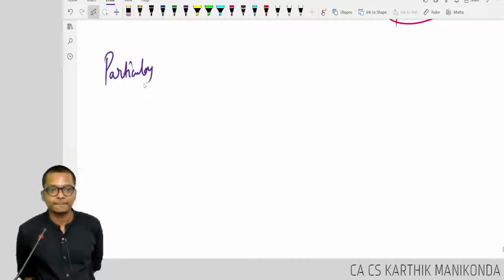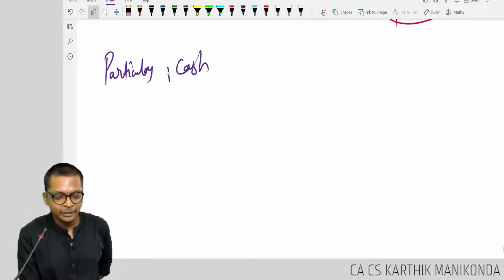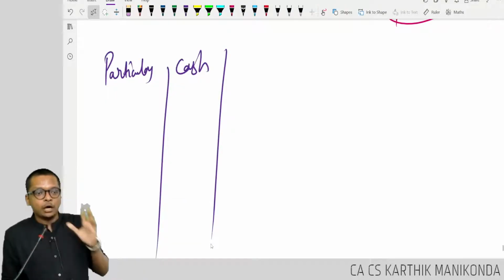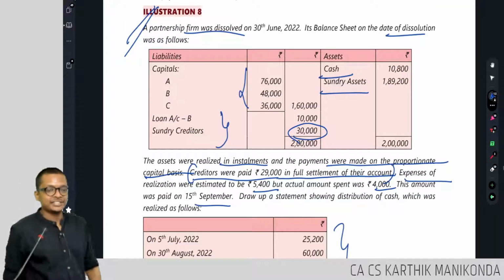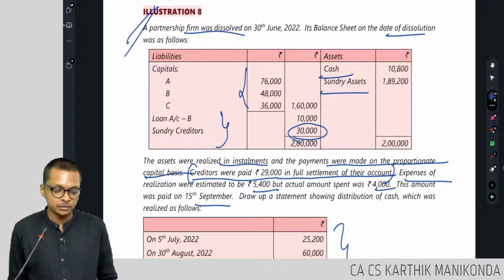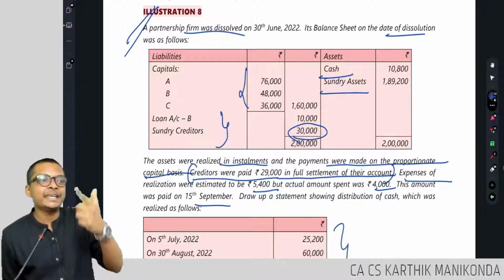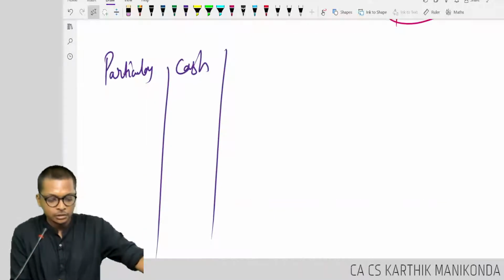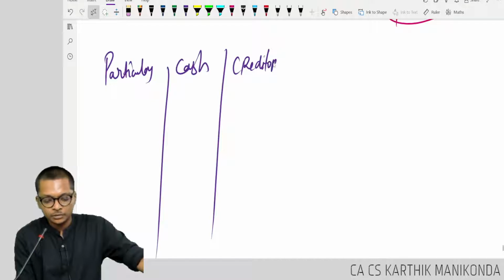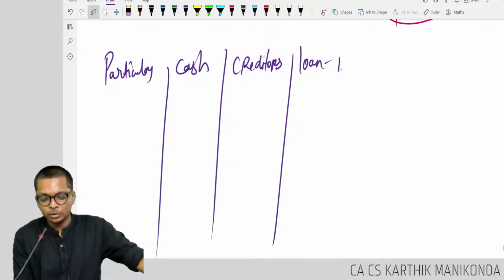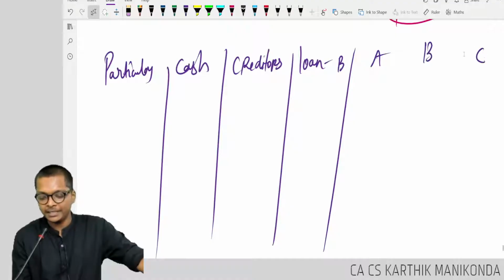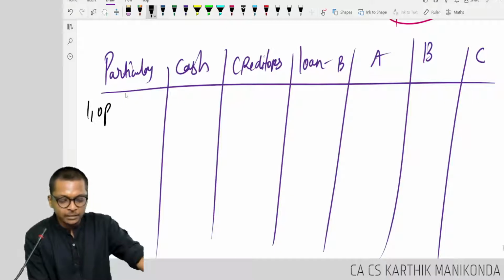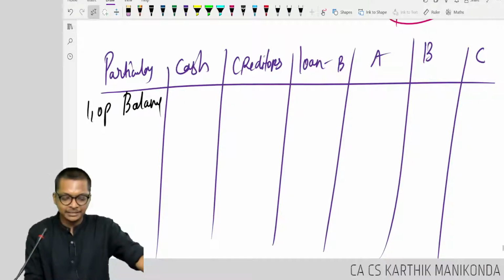Particulars, I told you the template. What's the template? First you will write particulars followed by cash. Big column for particulars followed by cash. After that, all the creditors in the same order of payment. First sundry creditors, then loan, because this is loan of B. So I will write the external liabilities first, correct? So first I will pay creditors, then I will pay loan of B, then only I will pay A, B, C. Correct, guys? Let me write the opening balances. Opening cash how much?